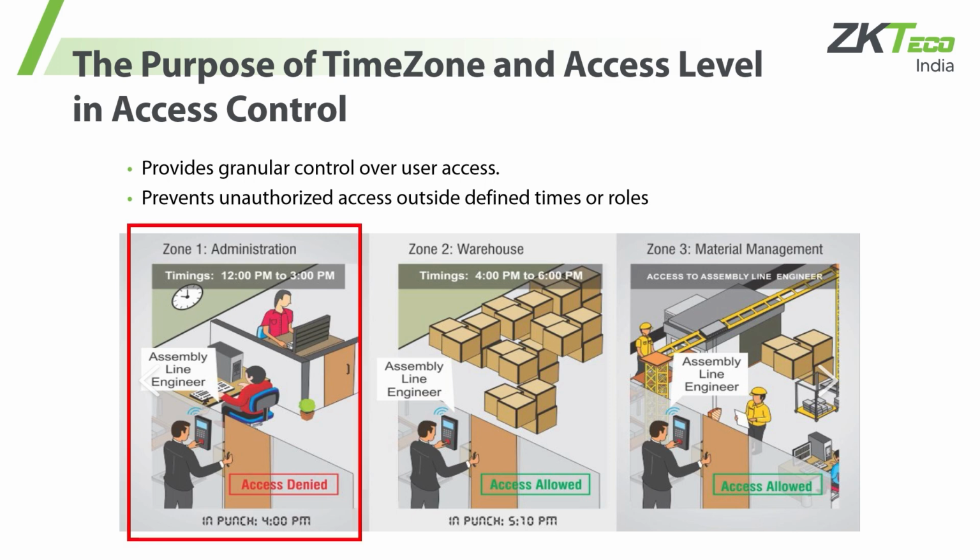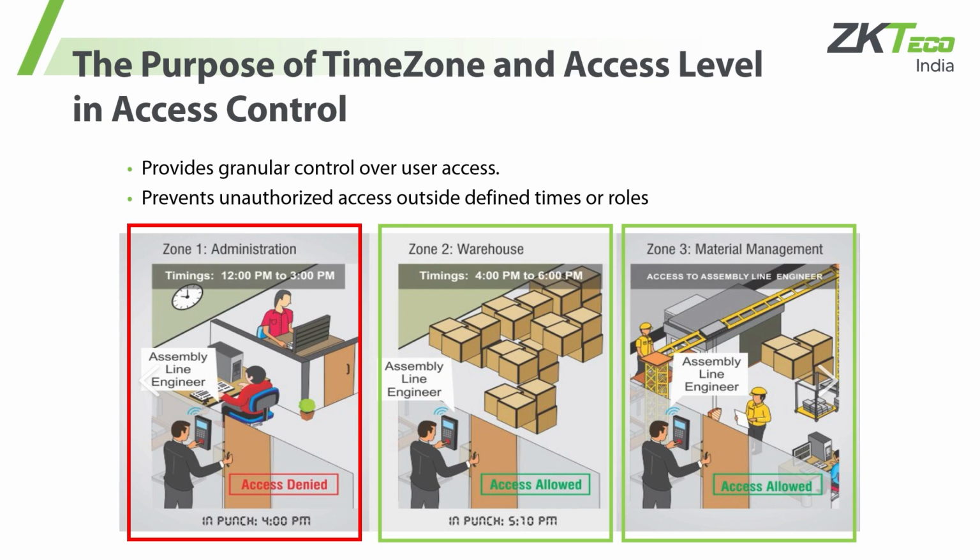In Figure 1, the time zone where the engineer can enter the office is from 12 o'clock to 15 o'clock. When the engineer wants to swipe his card to enter the office at 16 o'clock, the system will reject it. Figure 2 shows that the time when engineers can enter the warehouse is from 16 o'clock to 18 o'clock. When engineers swipe their cards to enter at 17:10, it is allowed. Figure 3 shows that engineers can enter the material management area at any time. This picture completely shows the application of time zone and access level in the access control system.